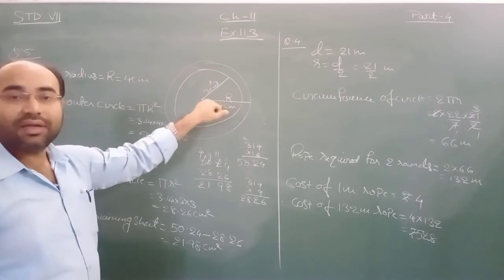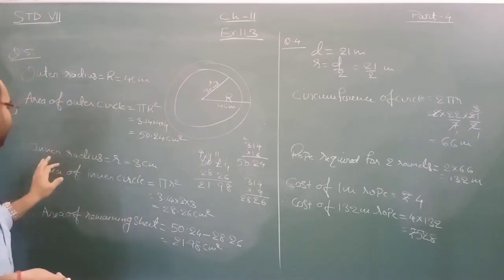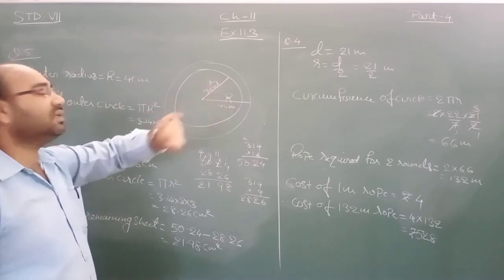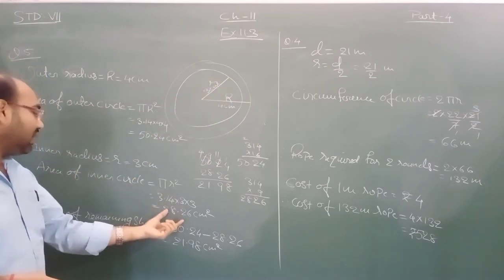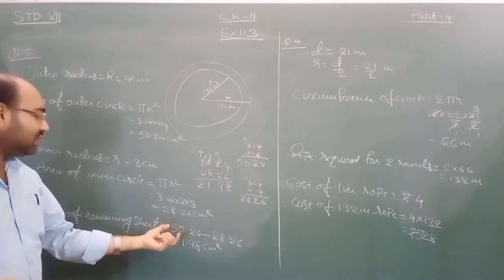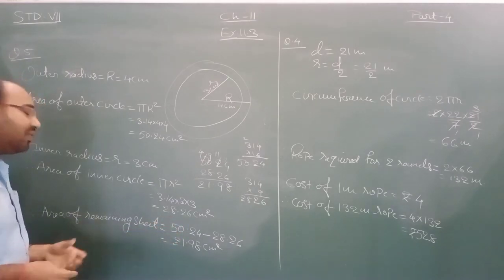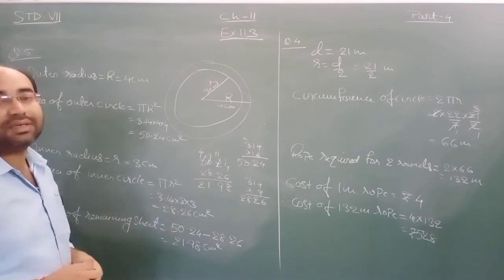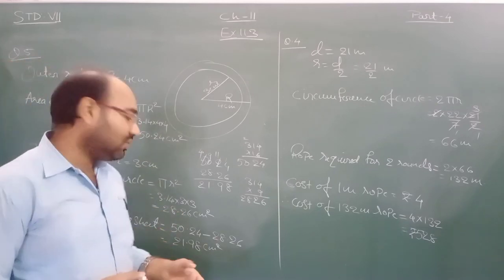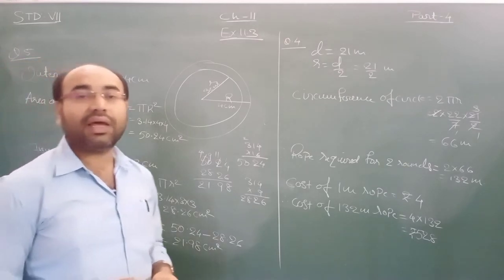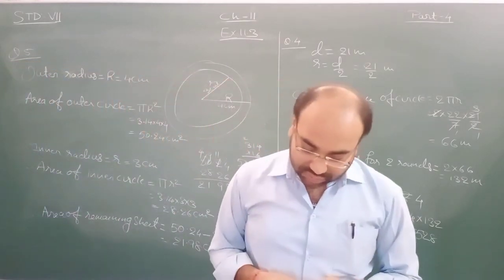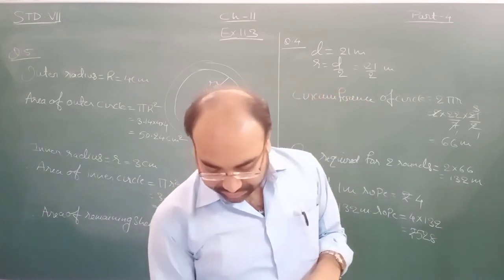Then we had found the area for the smaller, means inner circle with radius 3 centimeter, that we had considered as small r. So that we got 28.26. And finally area of remaining sheet means from the outer circle you subtract the area of the inner circle, so you will get 21.98 centimeter square. So that was your question number 5.